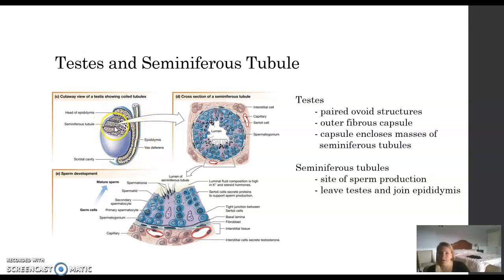So these seminiferous tubules here, you can see a cross-section of them. Here we can see the interstitial cells, which are in between the different tubules, and they contain some Leydig cells and a capillary, and then you have here the actual tubule itself, which I will talk a little bit more in detail.